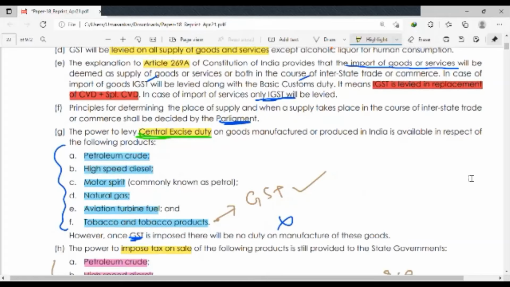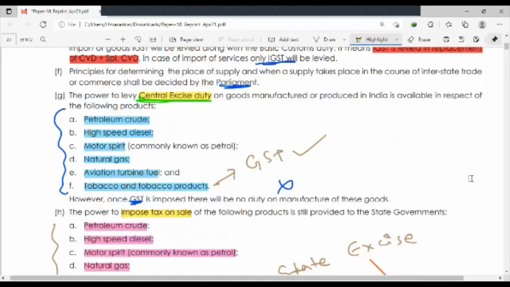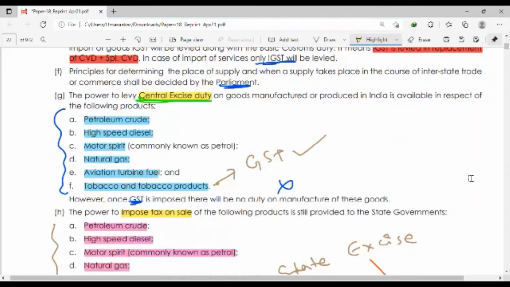Then what are the principles of determining the place of supply? Place of supply we'll read further in the future. Okay, so you might have heard of central excise duty, state excise duty, VAT, GST, all those things. The power to levy central excise duty is on goods manufactured or produced. Normally, excise duty is levied by the central government on goods manufactured in respect of which goods? Petroleum crude, high-speed diesel, motor spirit, known as petrol, natural gas, aviation turbine fuel, tobacco, and tobacco products. On all these products, central excise duty is still levied.